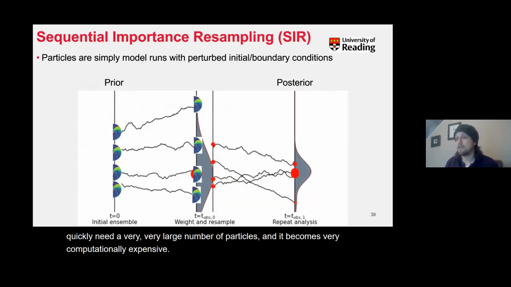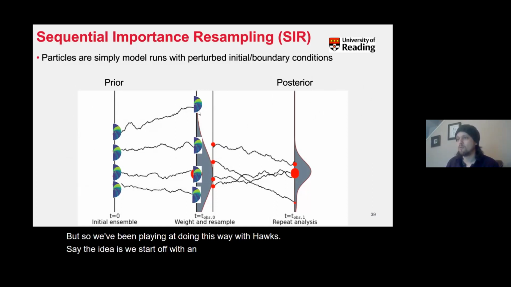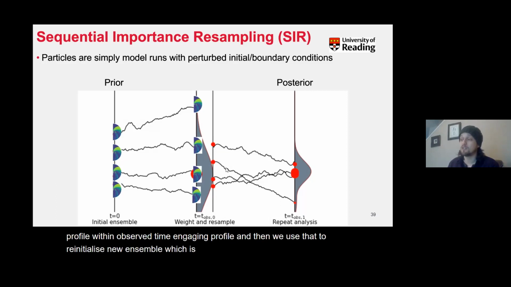But we've been playing at doing this with HUXt. So the idea is we start off with an ensemble of HUXt runs, we send them forward in time, we compare the model time elongation profile with an observed time elongation profile, and then we use that to reinitialize a new ensemble which is closer to the observations, and then you repeat that cycle as new observations come in.